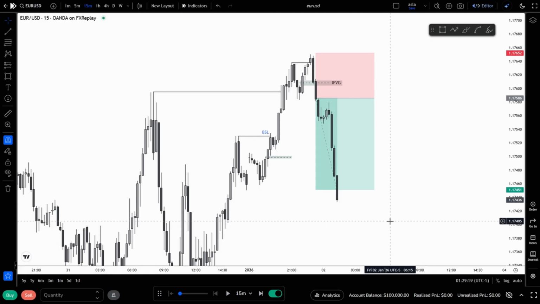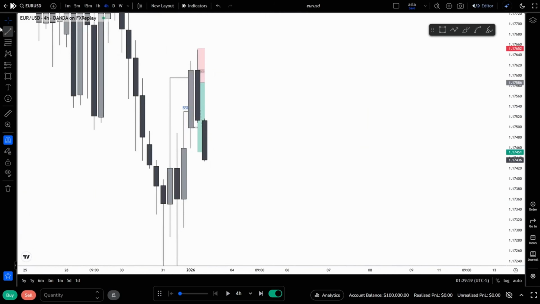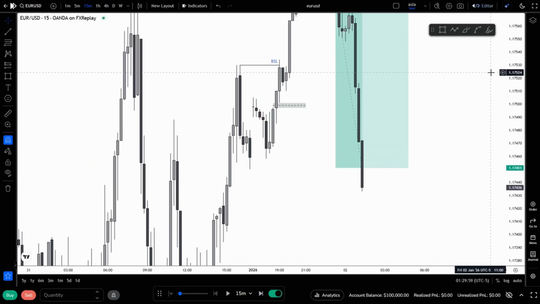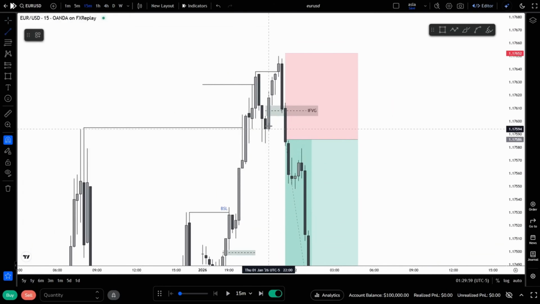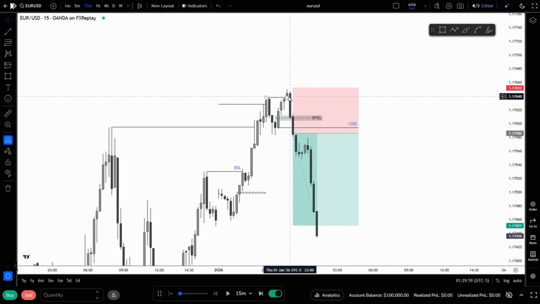So to review, what makes this valid? We had a sweep of a higher time frame level. We had an inversion fair value gap after the sweep. We had a change in state of delivery. That alignment is what makes it tradable. If we also had SMT divergence between the prior highs, that would add even more confluence. In this case, we do not have it, but the setup is still valid due to structure and liquidity alignment.